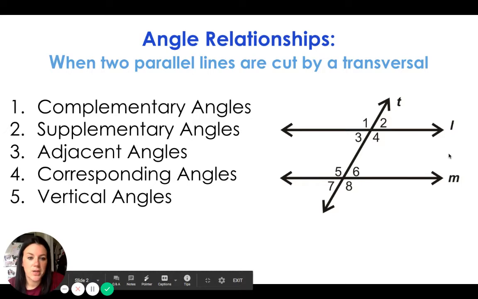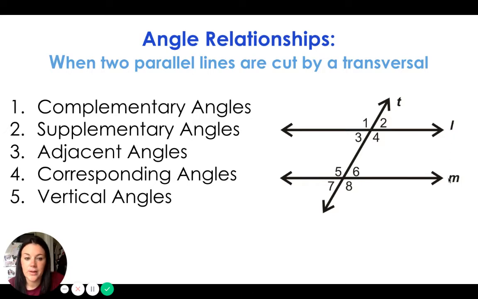So in this picture here, line L and M are parallel, and the transversal is line T, and it intersects the parallel lines, and then you see that 8 angles are formed. Now these 8 angles create all these relationships. So when you have multiple angles, you can have complementary angles, supplementary angles, adjacent angles, corresponding angles, and vertical angles.